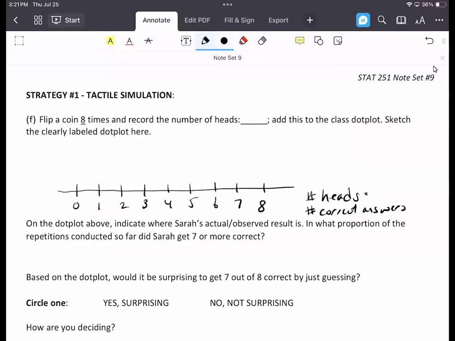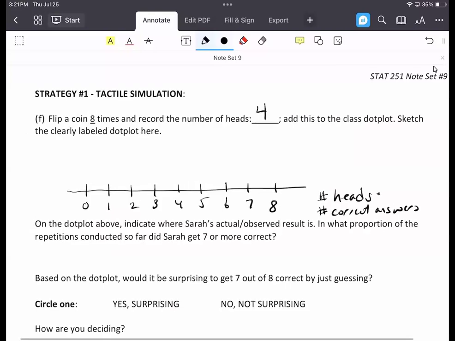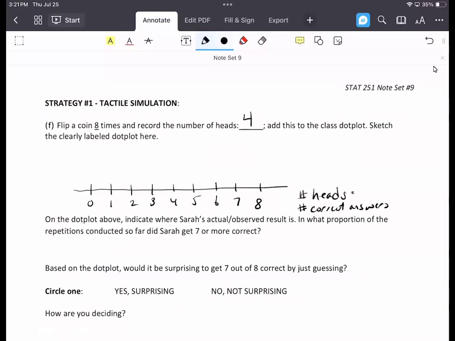So I flipped a coin 8 times and recorded the number of heads, heads being the number correct. And when I did that, I actually had 4. I suggest you do it too. It's interesting to do. I don't know, I'm lame though. It's kind of fun. Sketch the dot plot, the clearly labeled dot plot here.